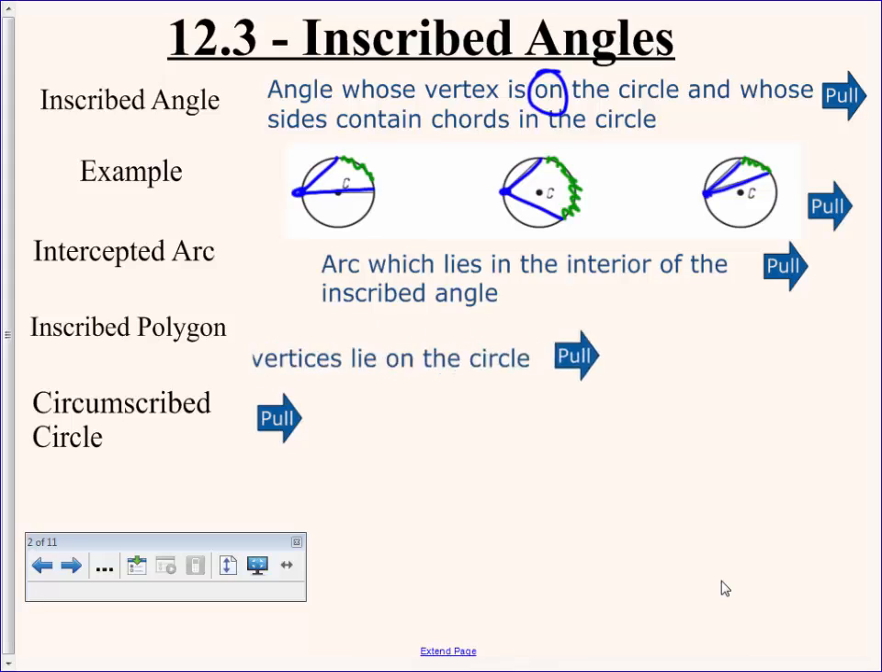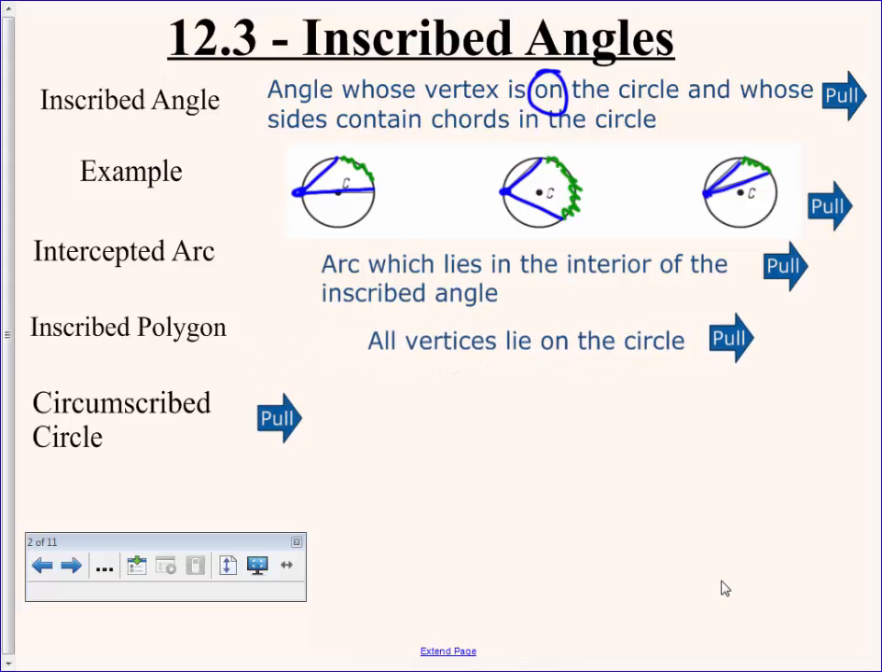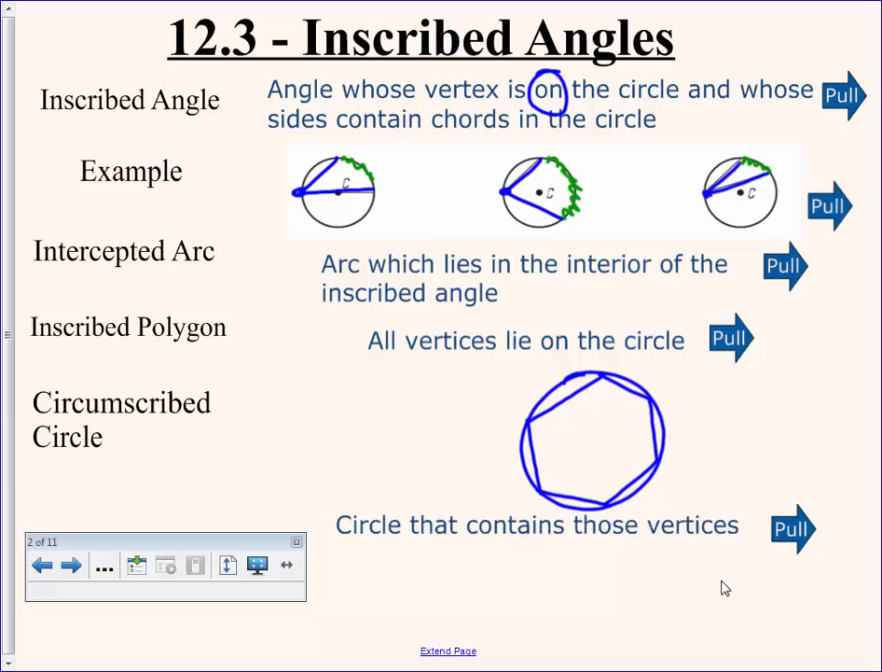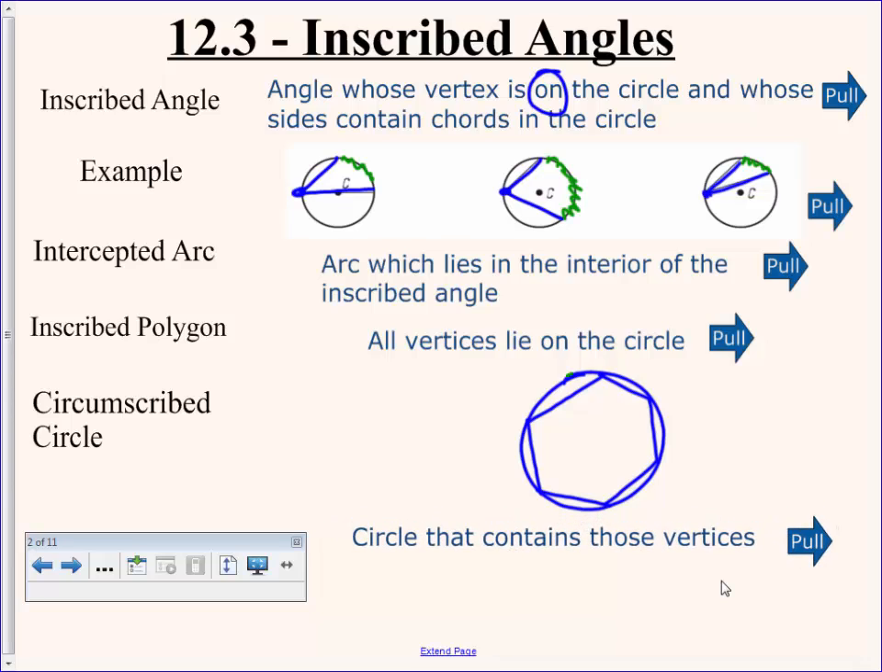We will also talk about an inscribed polygon, meaning a polygon whose vertices are inscribed, or all on the circle. So this is an inscribed polygon. The circumscribed circle is actually this circle that I just drew that is around the inscribed polygon. So we'll talk about quadrilaterals, but you can have any shape inside of a circle.